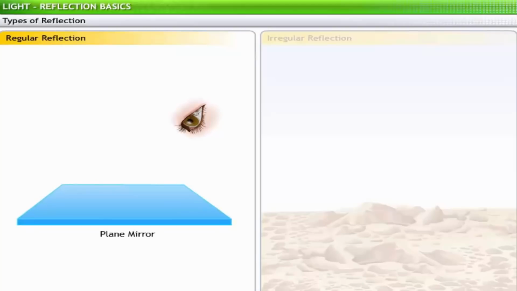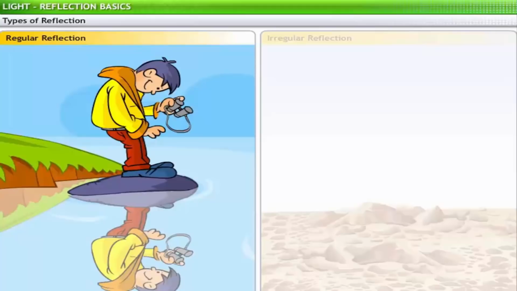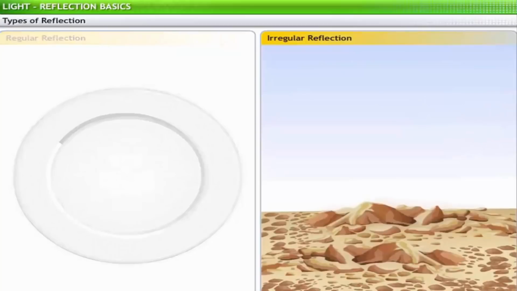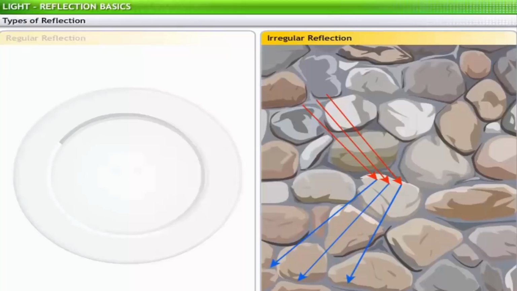Regular reflection is caused by a smooth surface where all the light incident on the surface is reflected in a definite direction. Regular reflection is caused by plane mirrors, still water and other smooth surfaces. Irregular reflection, also known as diffused reflection, is caused by irregular surface of the objects. The irregularity in the surface makes the incident light bounce back in different directions. Wood, wall, and other such irregular surfaces cause irregular reflection.